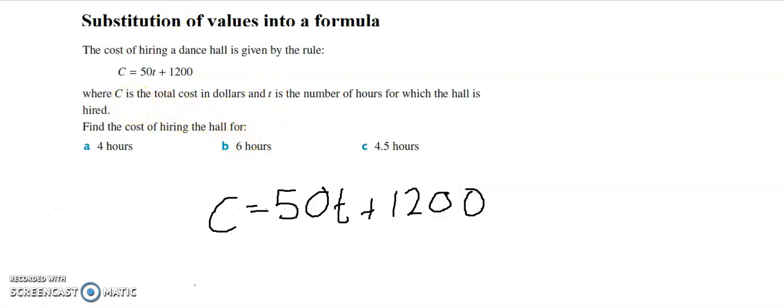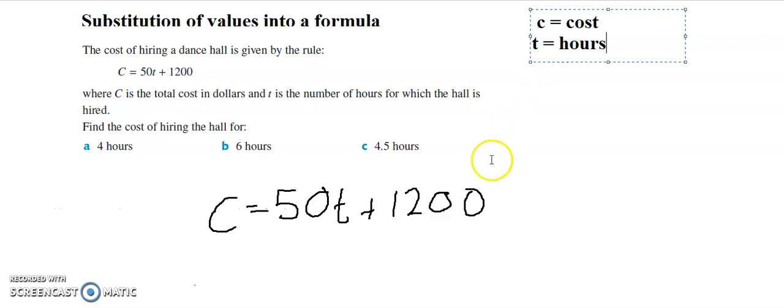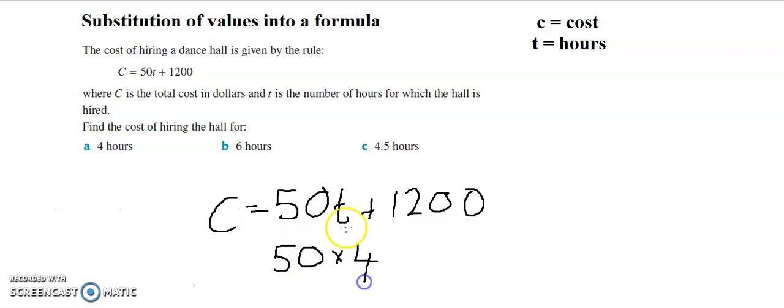Now, this time it tells us what C and T mean. So it's saying C is the cost, and T is the number of hours. Now we are trying to find the cost, but we are told the number of hours. So for A, we need to put in 4 for T. So that means I'm rewriting the equation: 50 times 4, because remember 50T is 50 times T, plus 1,200.